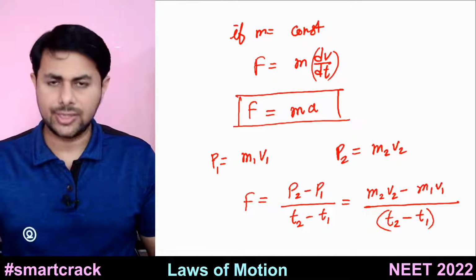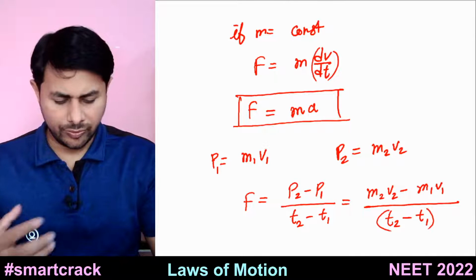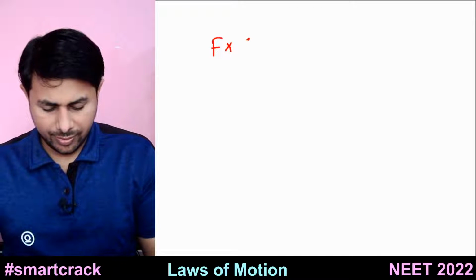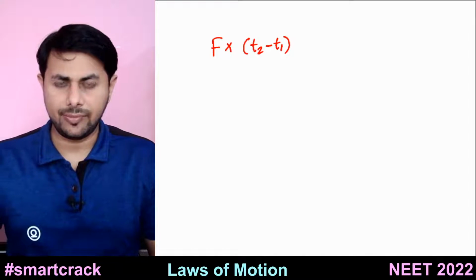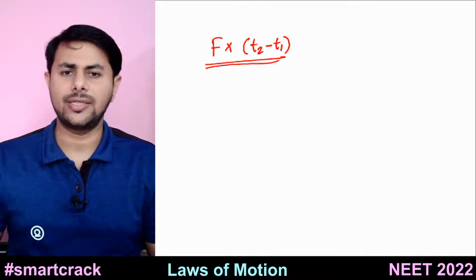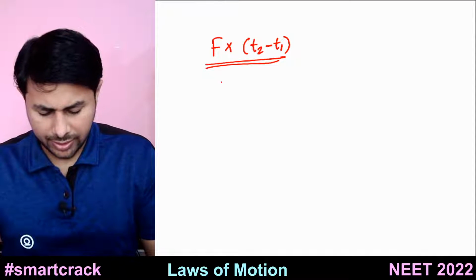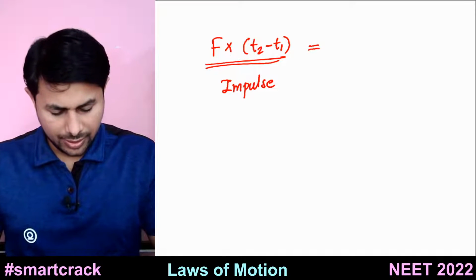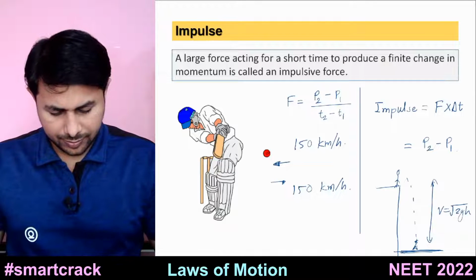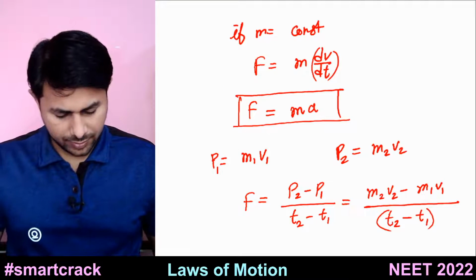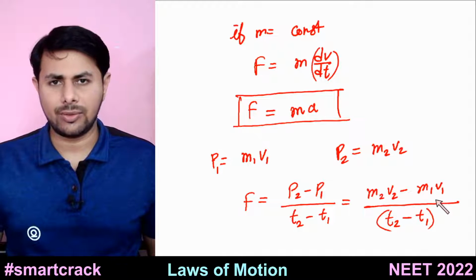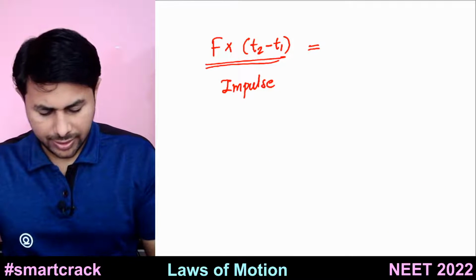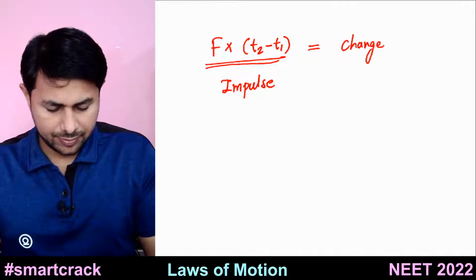If you take this t2 minus t1 to the other side, what do you get? You get force multiplied by t2 minus t1, the change in time, and this quantity is called impulse. Okay, this is called what? It is known as impulse, and it's equal to what? If you see here, it is m2v2 minus m1v1. So impulse is equal to the change in momentum.